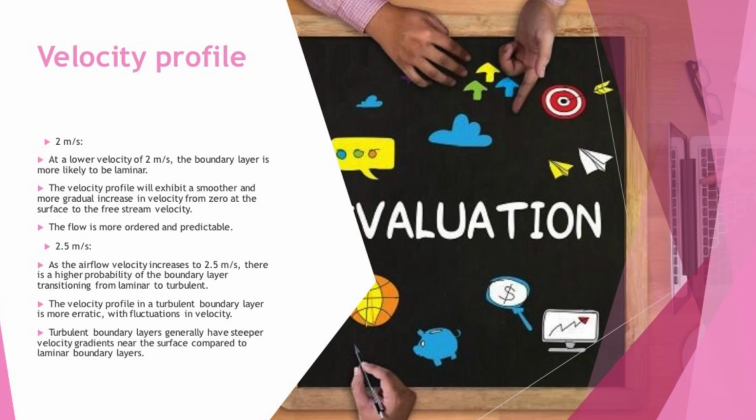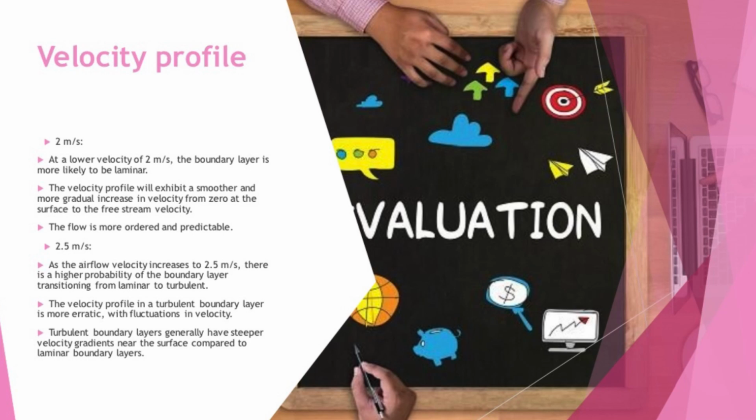Next, I want to evaluate the effects of different airflow velocities on the profile of the boundary layer formed. First, I want to talk about the velocity profile. At the lower velocity of 2 m/s, the boundary layer is more likely to be laminar. The velocity profile will exhibit a smoother and more gradual increase in velocity from zero at the surface to the free stream velocity. The flow is more ordered and predictable.